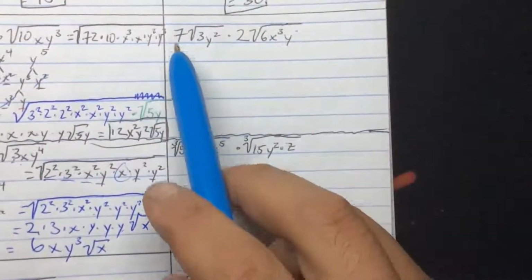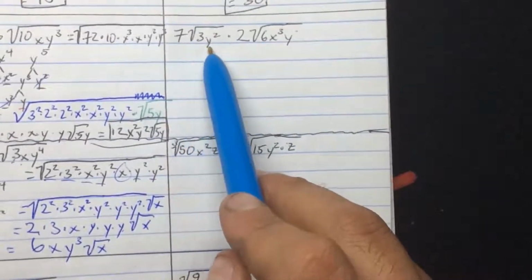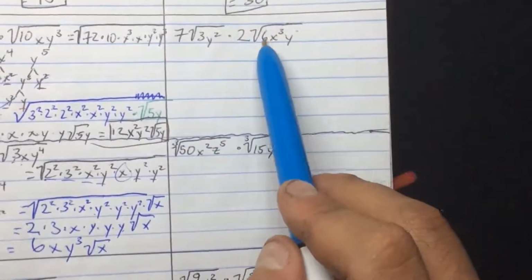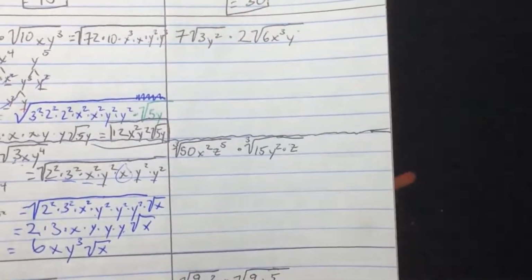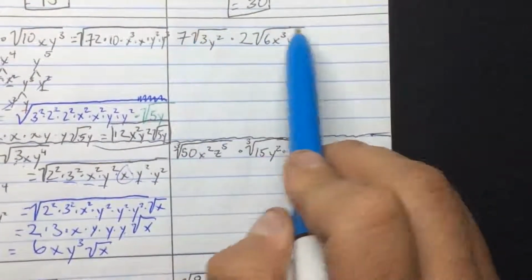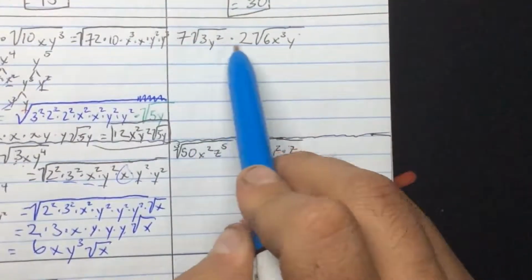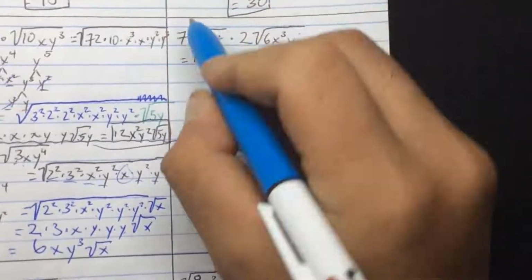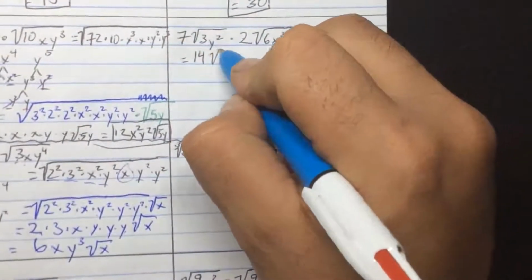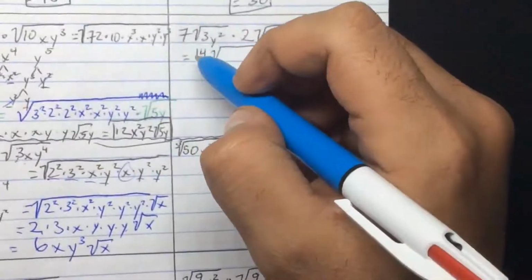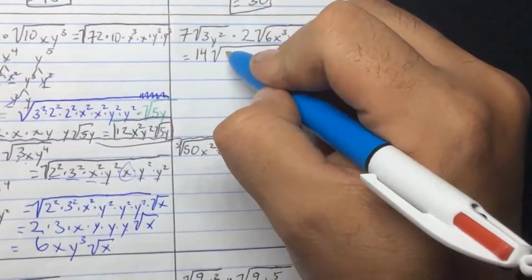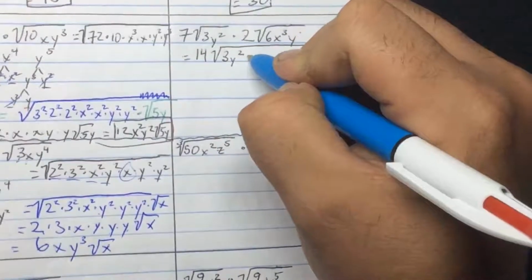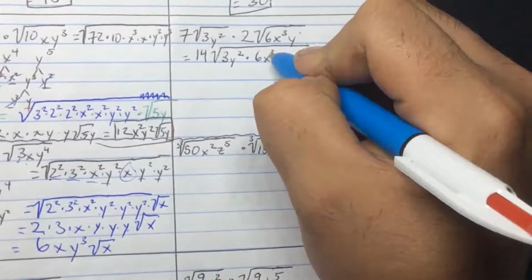We have our 7 square root 3y squared times 2 square root 6x cubed y. So for this one, the first thing we're going to do is combine everything together. We see that the indexes are the same, so we can just go ahead and combine. Our coefficients, the numbers in front, are just going to multiply together. So it's going to be equal to 14, because 7 times 2 is 14, square root, and we're just going to write everything together, and then we'll rearrange it after. So we're going to have 3y squared times 6x cubed y.